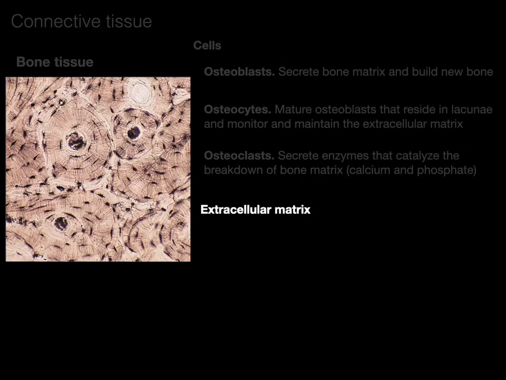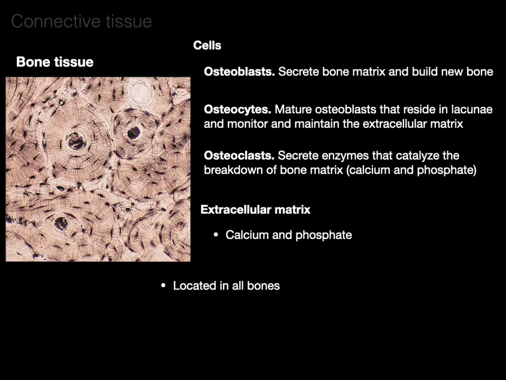Now, the extracellular matrix of bone is calcium and phosphate. So all those black dots in the bone in that tissue slide represent osteocytes, and all that space around it is filled with calcium and phosphate. And that's why the location of bone tissue is all your bones in your skeleton.